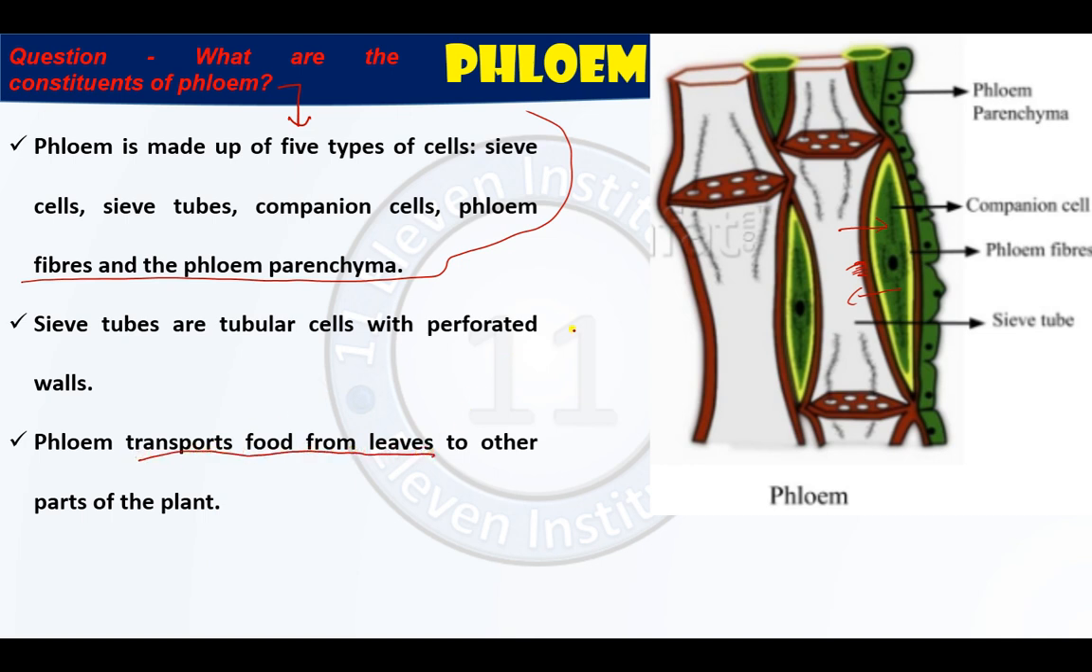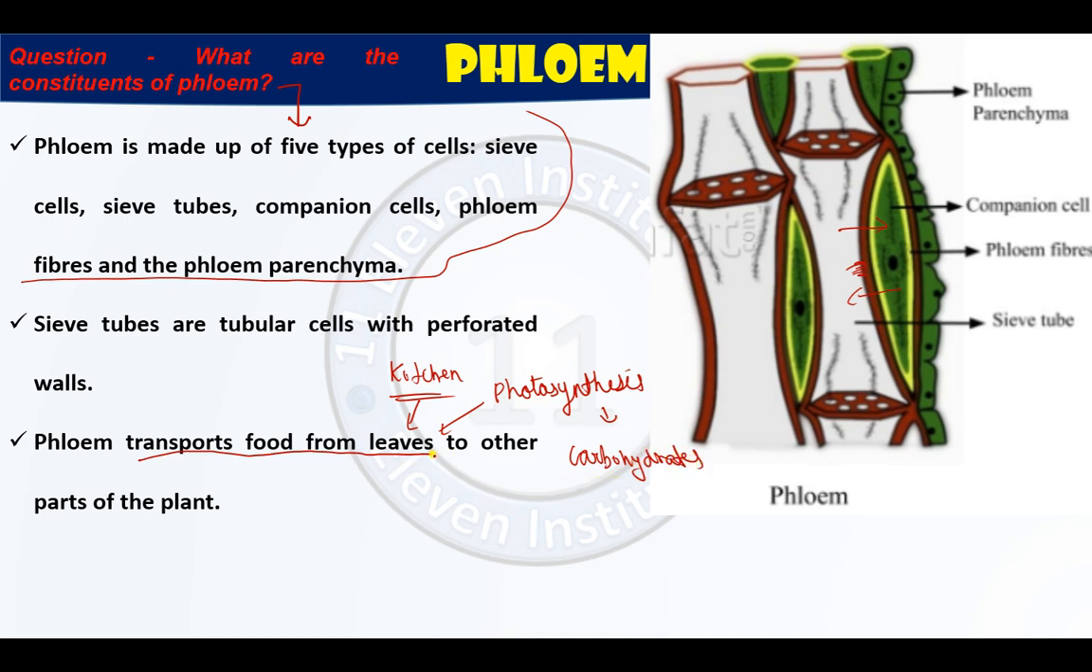Why do they transport food from leaves? What is a leaf? The kitchen of plants. The leaf is the kitchen. Why? Because inside the leaves there is chlorophyll, and due to this chlorophyll, the photosynthesis process is carried out in leaves. Due to this photosynthesis process, the plants produce food materials like carbohydrates.